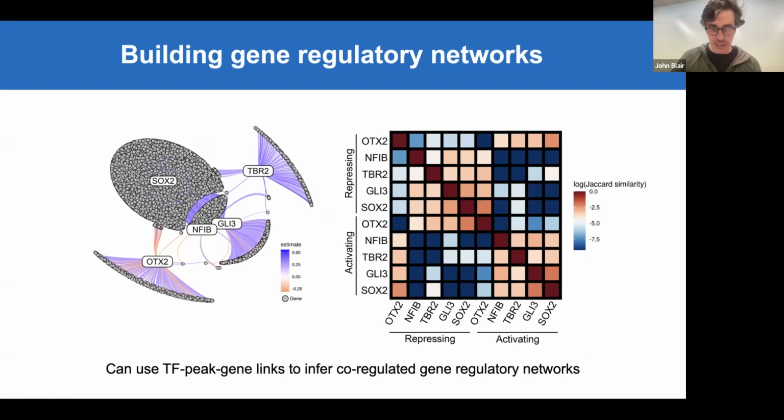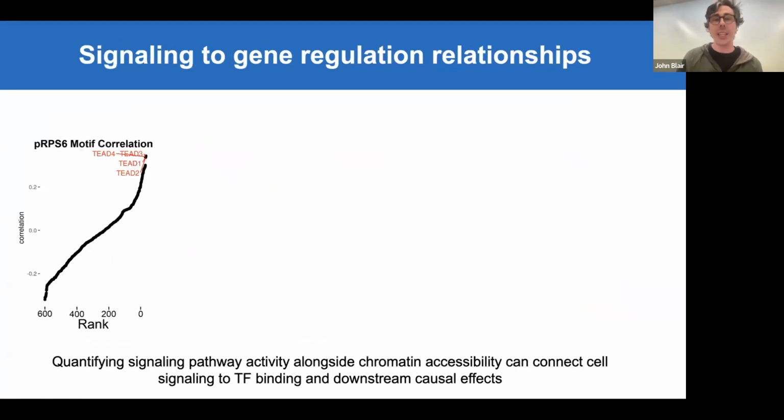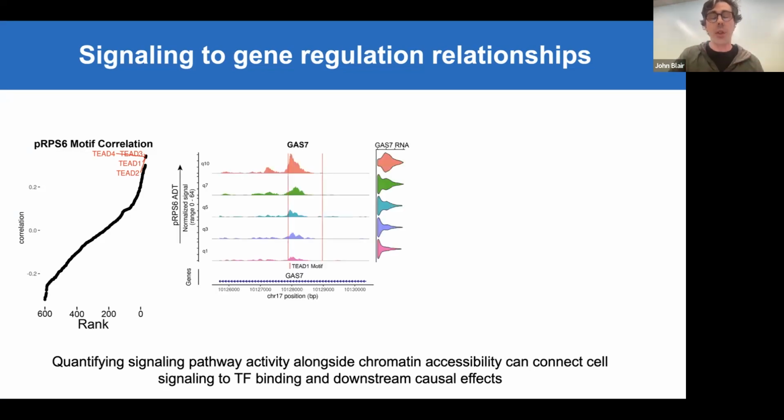also antagonistically. So now, returning to the signaling to gene regulation relationships, as I mentioned before, we found that phospho-RPS6 is highly correlated with the TEAD factor activities. So what we wanted to do was then look for peaks that were highly correlated with phospho-RPS6 signal and filter them for those that possessed a TEAD motif. With that, you can find many examples, including this one, Gas7. You can see that the RNA for Gas7 goes up as this peak becomes more accessible.